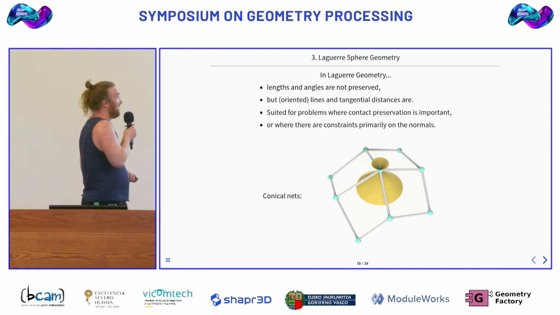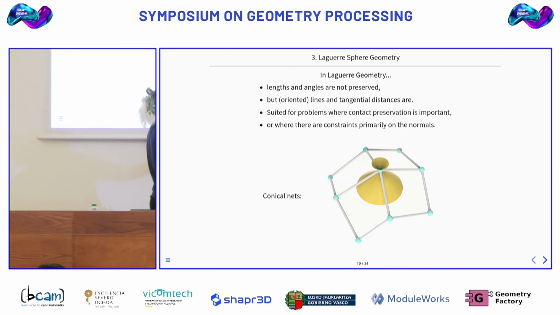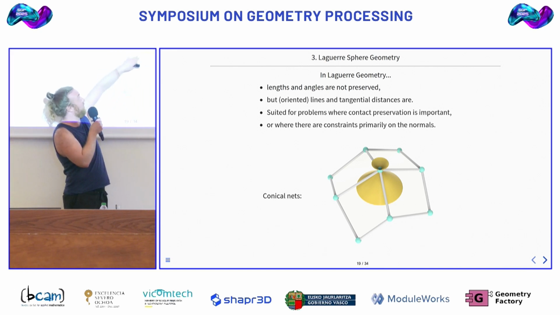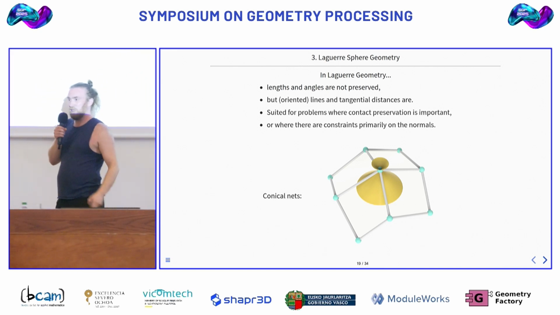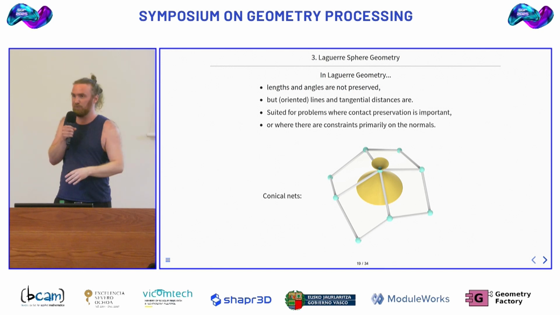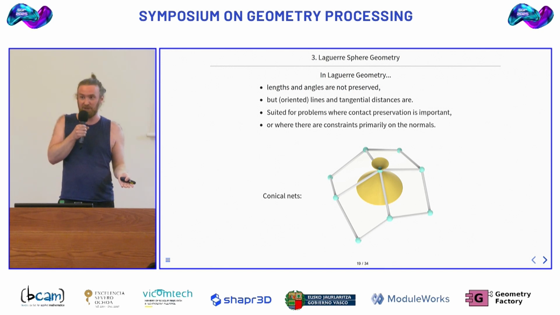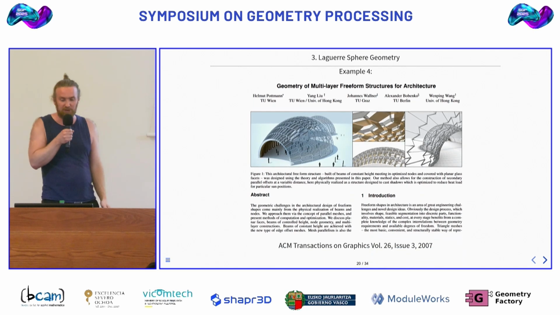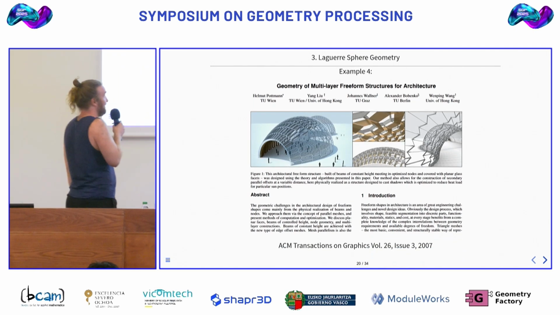You have cones. You could take any sphere in this cone, and it's going to touch all four faces. You can make this with orientation, and then you can take a conical mesh. You can apply a Laguerre transformation, and you get a new conical mesh. And it's particularly suited for offset transformations.